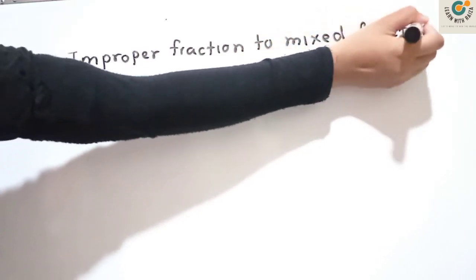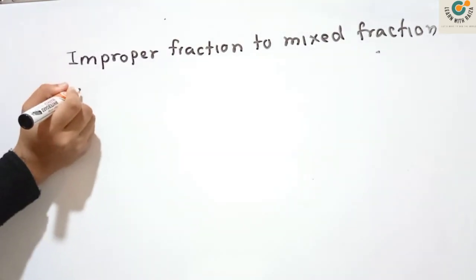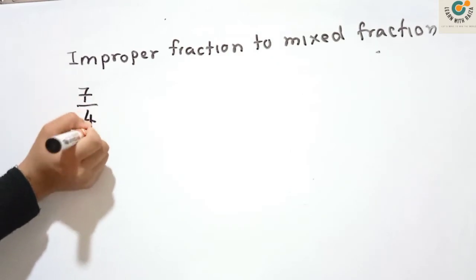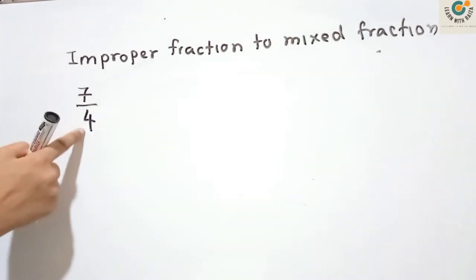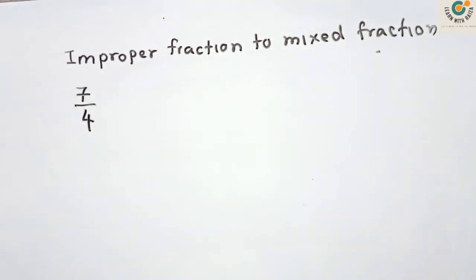An improper fraction, as I told you, is one where the numerator is greater than the denominator. For example, I can take 7 over 4. This is improper, since the numerator is greater than the denominator. So how do we represent this as a mixed fraction? When you are doing further calculations in your grade 9 syllabus, you will notice that certain answers come out as improper fractions. But you can't leave your answer as an improper fraction. You should convert it into a mixed fraction.